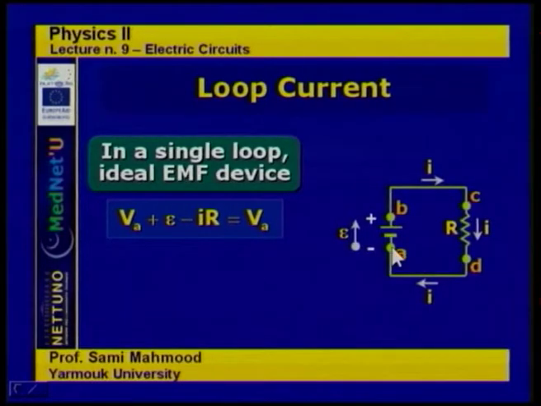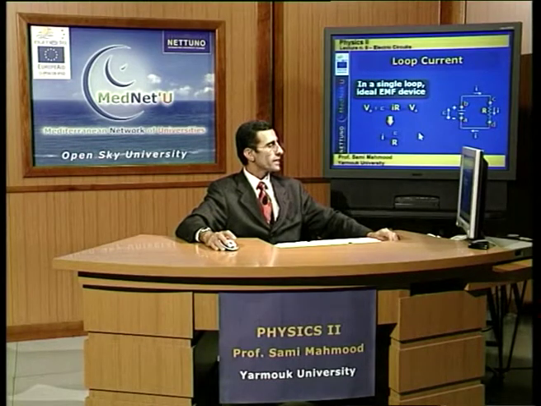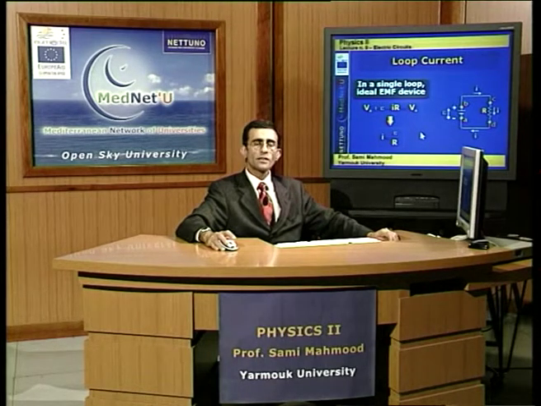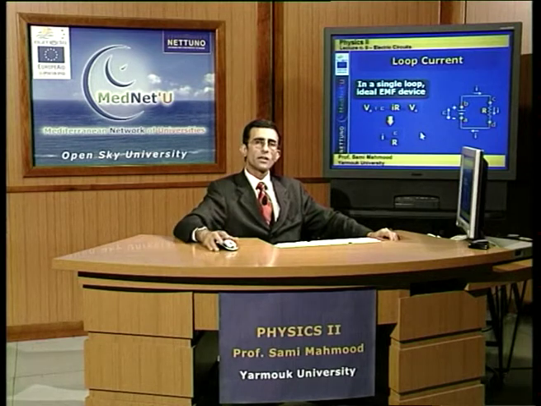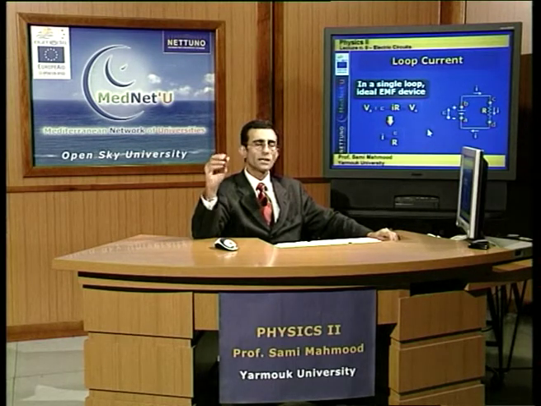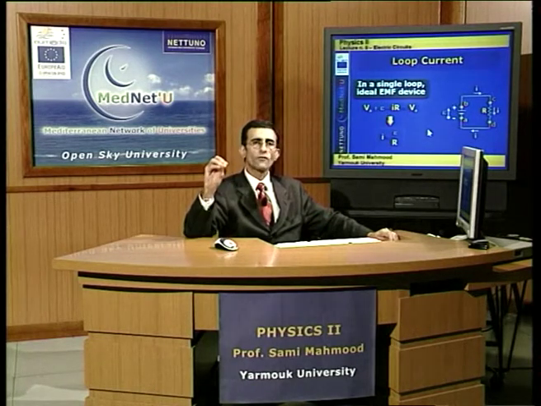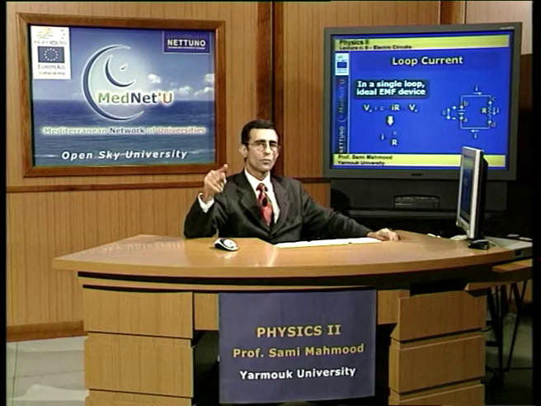So we start with A, VA plus epsilon minus IR, that is equal to this potential, V sub A. V sub A exists on both sides, and this gives us the facility to calculate the loop current accordingly. I times R is equal to epsilon, which gives the loop current I is equal to the electromotive force epsilon divided by the resistance R. This is a simple example of calculating the loop current using an ideal electromotive force device with a single resistance in the loop.